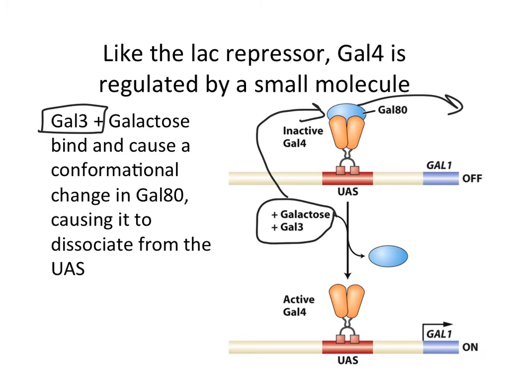So it's not direct binding of galactose by Gal80, it's galactose plus Gal3, and those together work to remove Gal80 from the activation domains. So it's complicated, but it works. This is how yeast do transcriptional regulation. When they sense galactose, this is how they turn on the Gal genes.